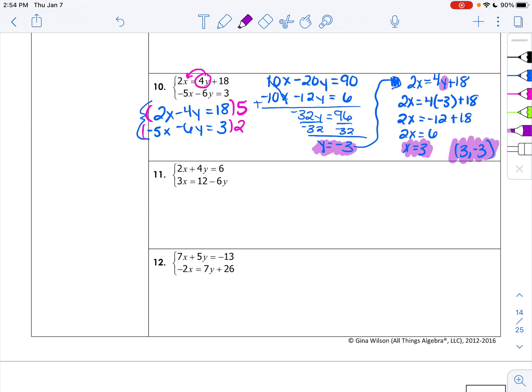So 2 things you want to make sure. You want to make sure that your equations are lined up, your terms are matched up, and that you have opposite terms. If you don't have opposite terms that eliminate, then you'll need to rewrite one or both equations to get opposite terms. Go ahead and highlight number 11 and number 12.